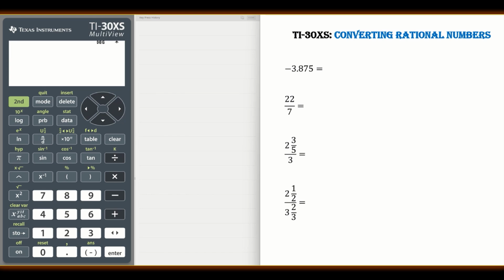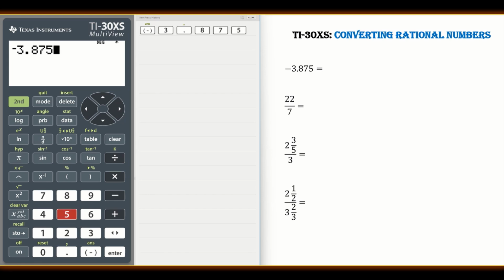Okay, so for the first one, you need to push negative, which is this button below where it says ANS for answer. Okay, we have our negative, then we do 3.875. Now remember, you need to push enter to get it into the calculator. Now you can do other things, but if we push enter, we can use our toggle button, which is right above enter. And that gives us an improper fraction immediately.